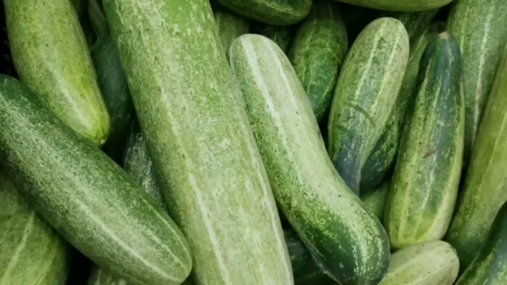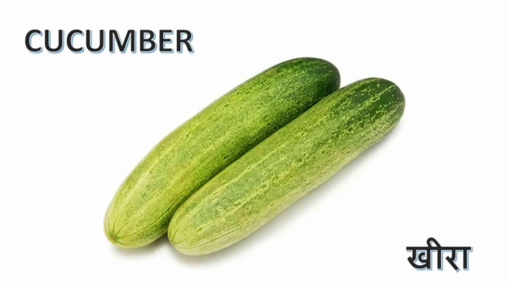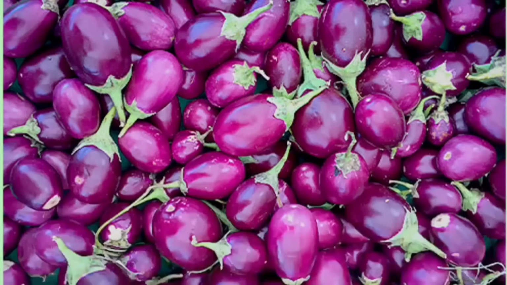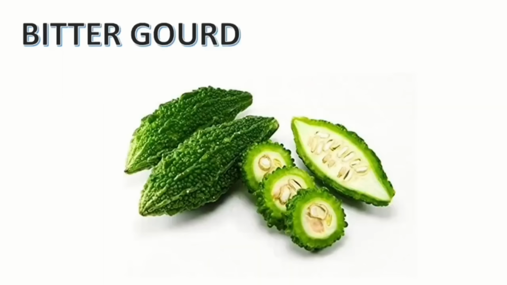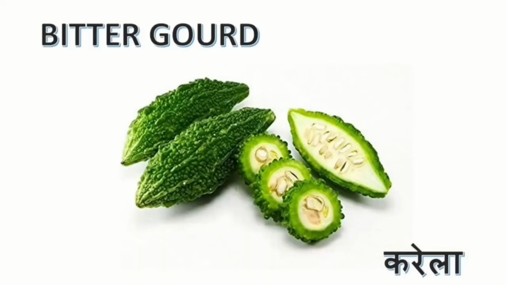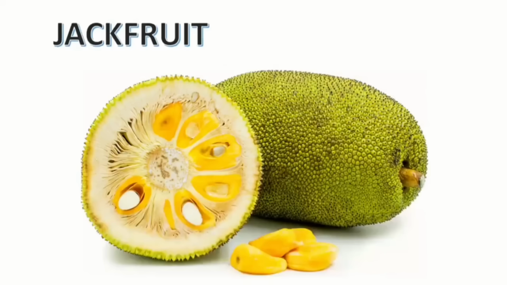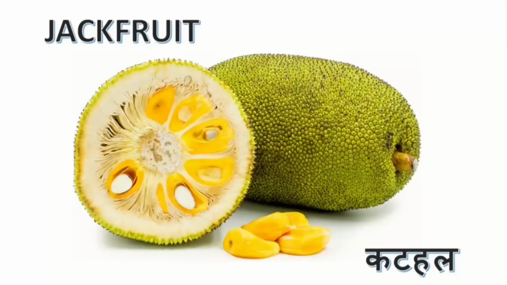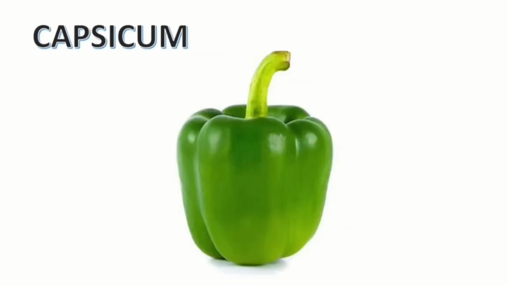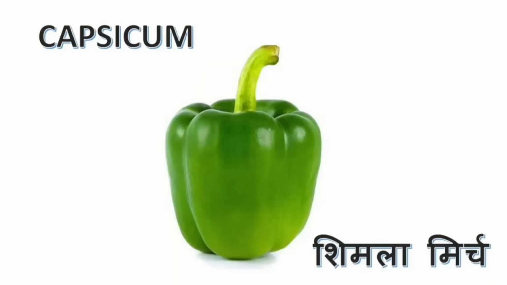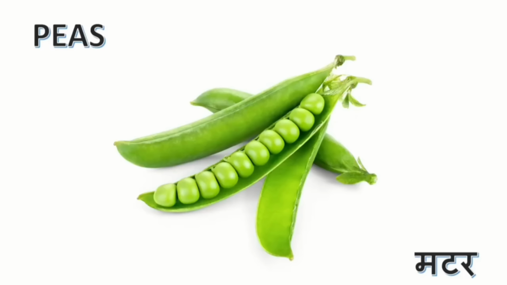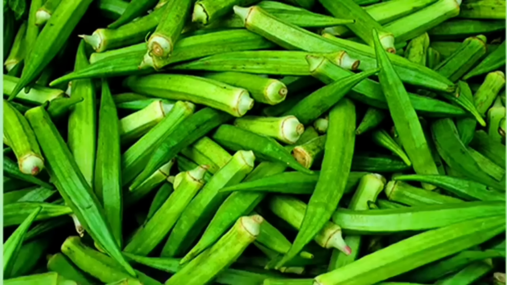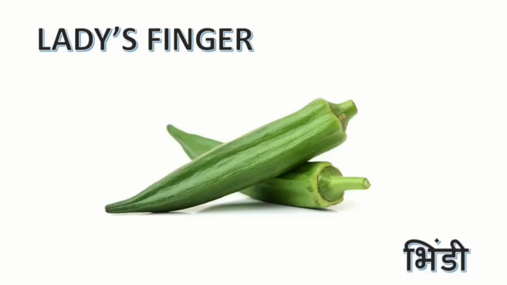Cucumber means khira. Brinjal means baggan. Bitter gourd means karela. Jackfruit means kathal. Capsicum means shimla mirch. Peas means matar. Lady's finger means bhindi.